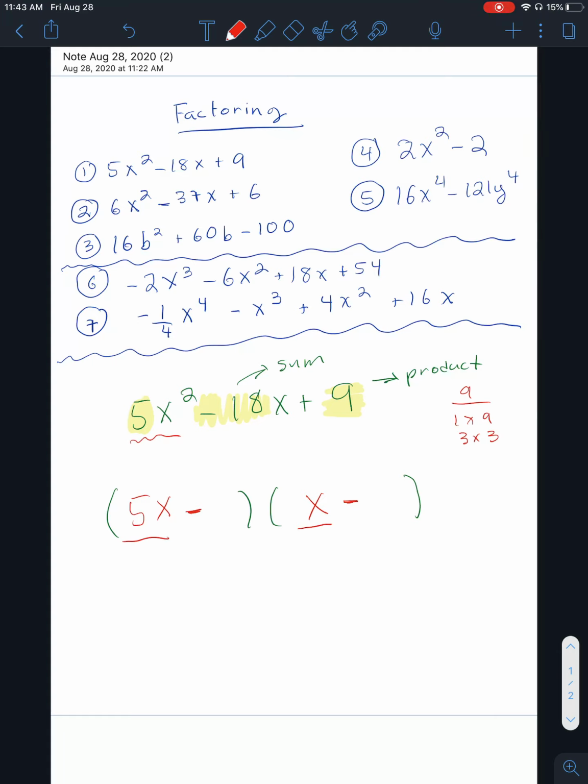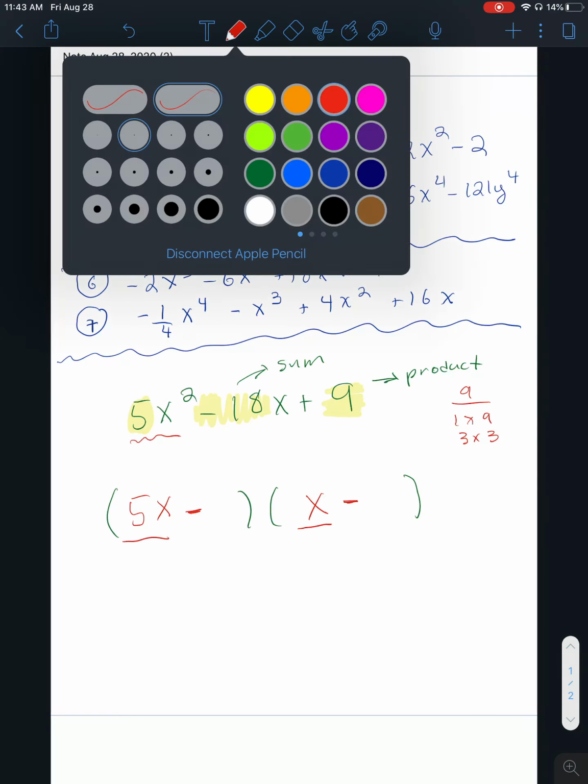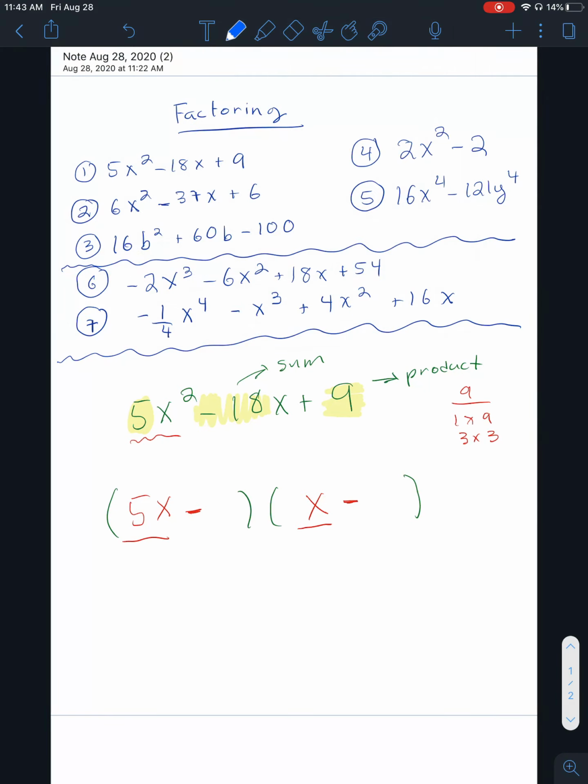The strange part about this problem, or sometimes what's confusing, is the effect of this 5. These 2 numbers in blue have to multiply to positive 9. However, when you're looking at negative 18, it's going to be 5x times some number minus some number to get 18. So this 5 is going to affect our sum. So let's think about this.